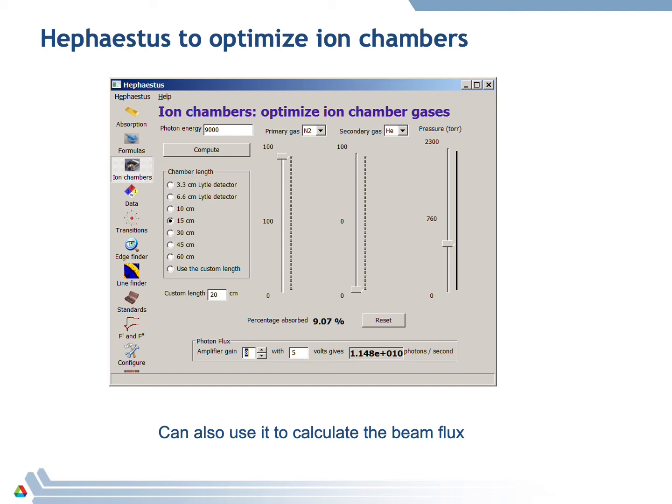The other thing you can do is if you measure the current and then you put in the parameters for the ion chamber, from the current you can calculate the number of photons per second that's in the beam. So sometimes that can be useful also.